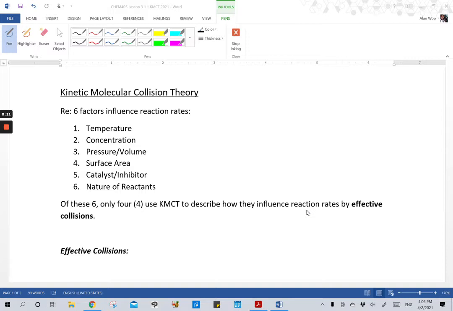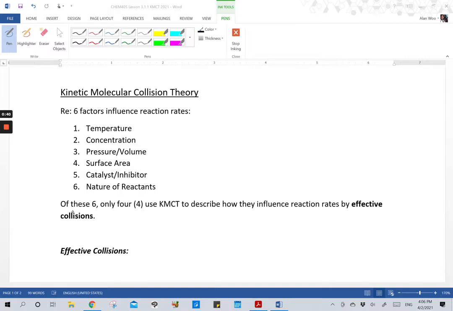Alright, so there are 6 factors that influence the rate of a reaction. Can you name them? I hope so, because they're right there. The first one is temperature, concentration, volume or pressure, surface area, catalyst inhibitor, and nature of reactants. So these 6 factors all help to increase the rate of a reaction from reactants turning into products.